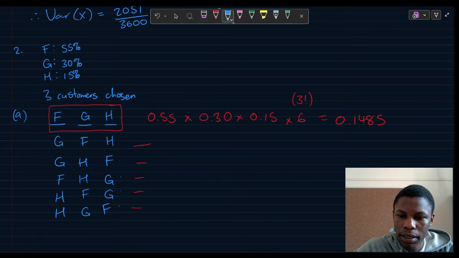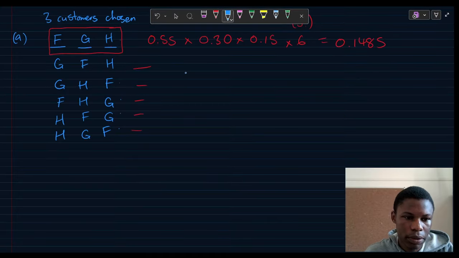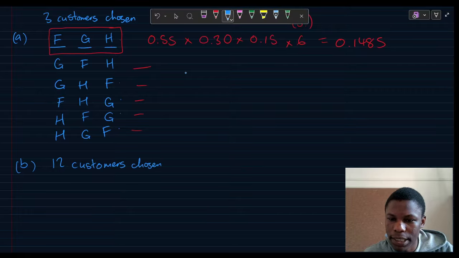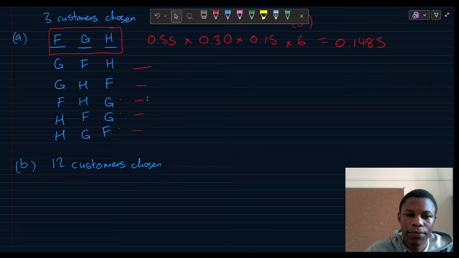Part B, a random sample of 12 customers. Okay. So now we've got a random sample of 12 customers who each bought a computer from the store is chosen. Okay. And it says find the probability that fewer than 10 of these customers bought a computer made by company F.